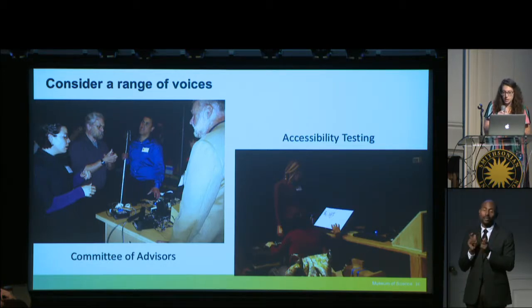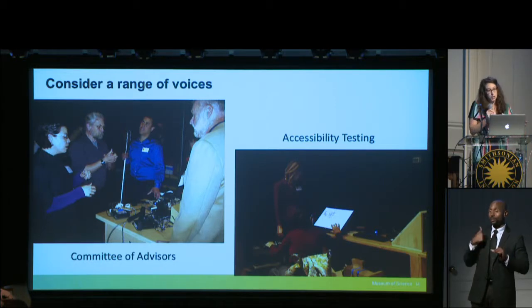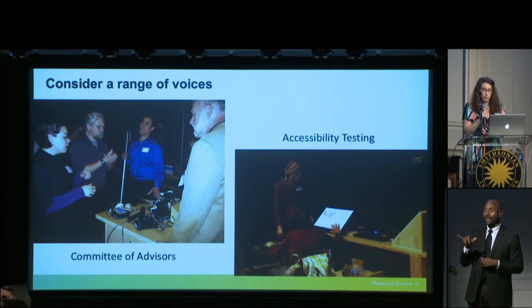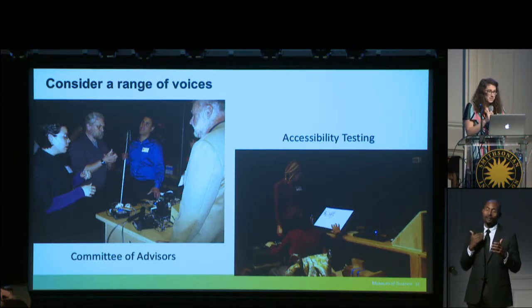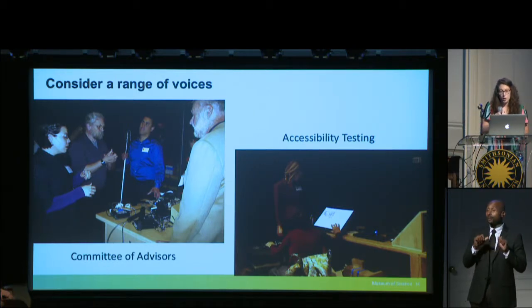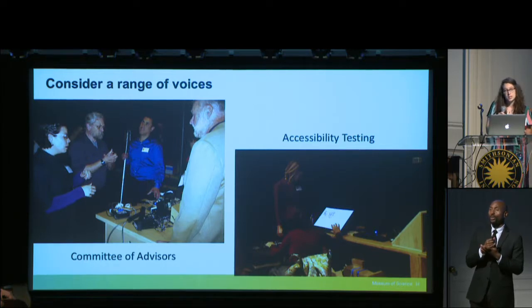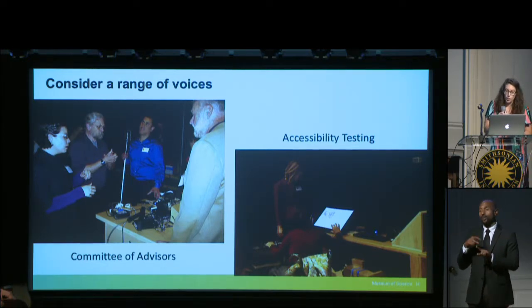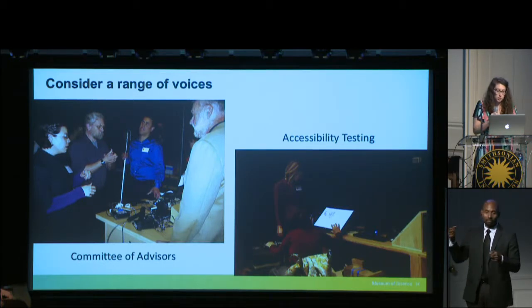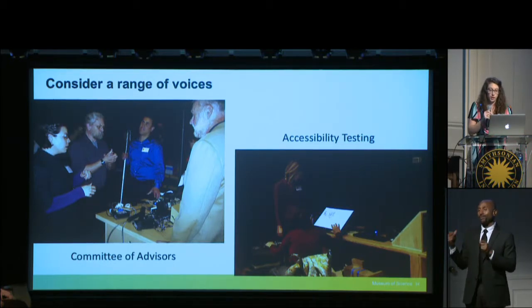At the Museum of Science, we have an accessibility committee that has some external experts as well as people internal that oversee a lot of our exhibit development. We have an accessibility coordinator that helps to inform our overall approach to accessibility. And then, of course, we do accessibility testing where we're pulling in visitors and potential visitors to incorporate their feedback early on.